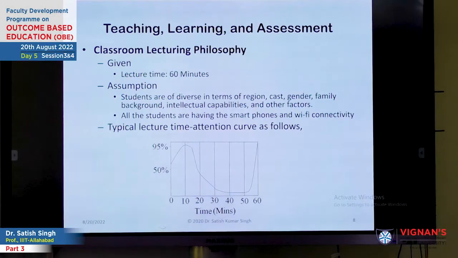Isn't it? Even we have passed through the same process. Everybody was a student, and it is the same process. Till 30th minute, attention is quite low. At 40 and 50, it's almost nil.